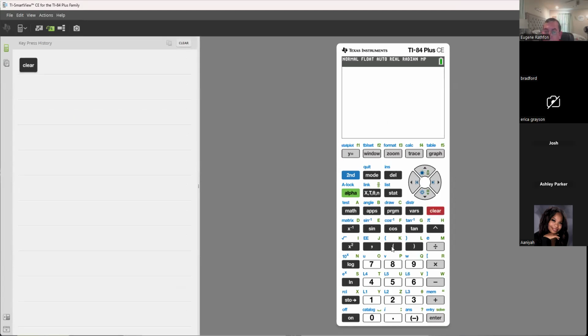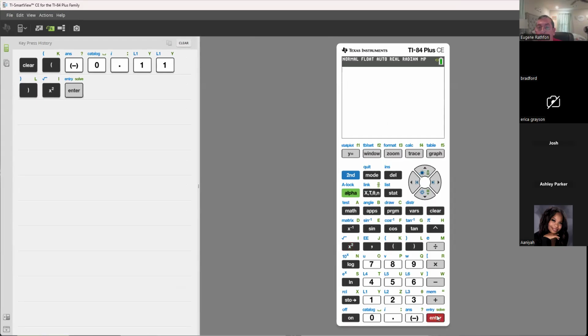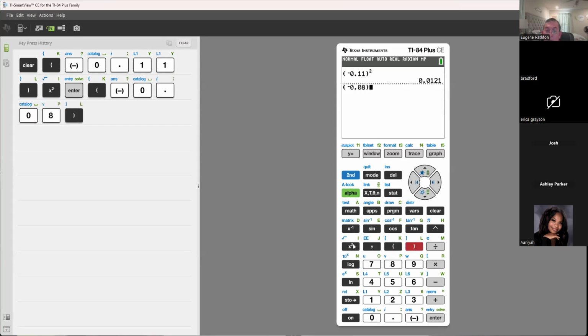All right, so first, I had a negative 0.11, close parentheses, and square that. So that gave me, when I hit enter, 0.0121. All right, then I had negative 0.08. I'm going to close parentheses and square that. And I get a 0.0064.